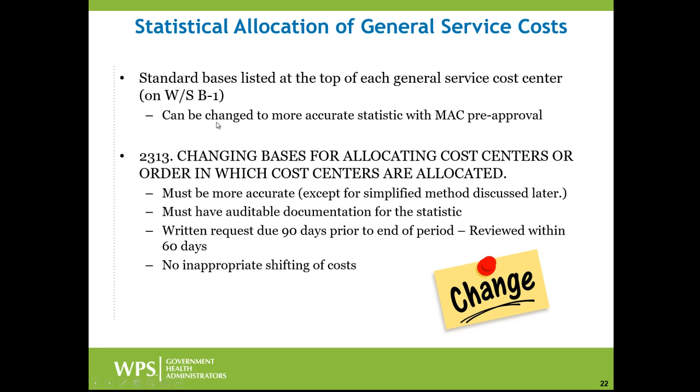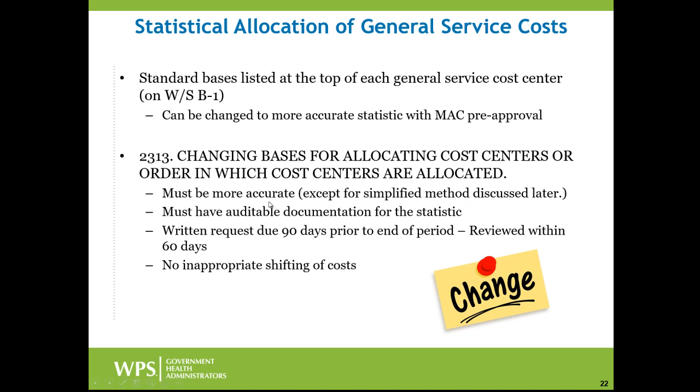One thing to note is that the difficulty of gathering that statistic is not in and of itself a justification for changing it. Instead, the justification has to be that we have a more sophisticated statistic that'll give us better, more accurate costing. If we go to PRM-1, 15-1, section 2313, this is where you'll find the instructions for how to request a change in the statistical base. First of all, it must be more accurate. There is one exception that we'll talk about on the next slide. That's when you request the simplified method that you're locked into for 3 years. We'll talk about that in a bit.